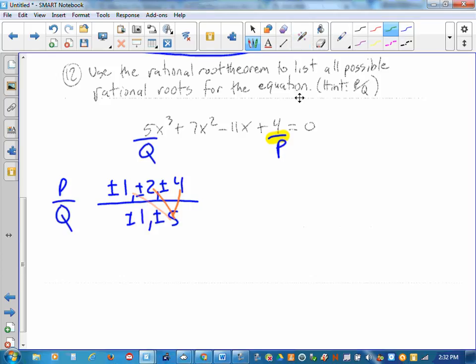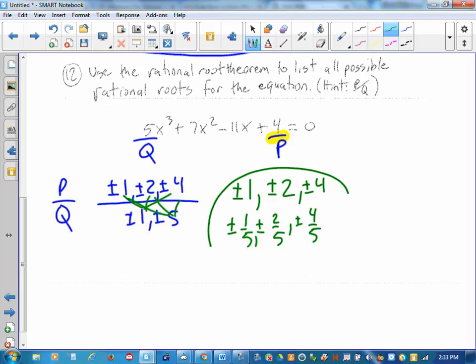So 1 divided by 1 is 1, so it's plus or minus 1. 1 into 2, plus or minus 2. 1 into 4, plus or minus 4. Now I'm going to get some fractions. 5 into 1, plus or minus 1/5. 5 into 2, plus or minus 2/5. And 5 into 4, plus or minus 4/5. So hopefully one of those would make this work.